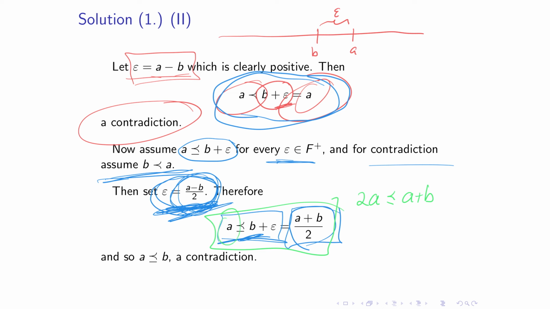Well, with a on the left and a plus b over 2 on the right, we can multiply the 2 to the other side. So on the left side, we've got 2a. On the right side, we only have a plus b. Subtract a, and you get this. A precedes b. But remember that we assumed for contradiction that b precedes a, and these two are in contradiction, and so that finishes that part of the proof.